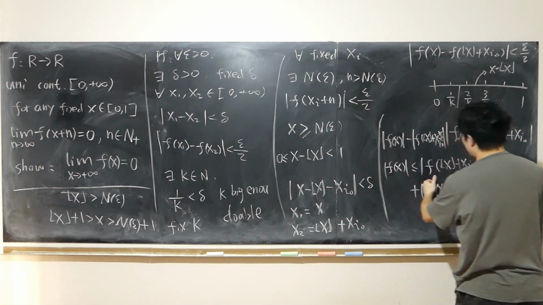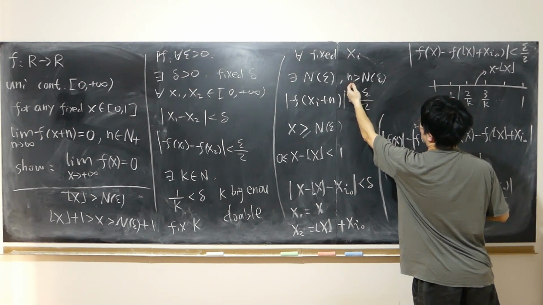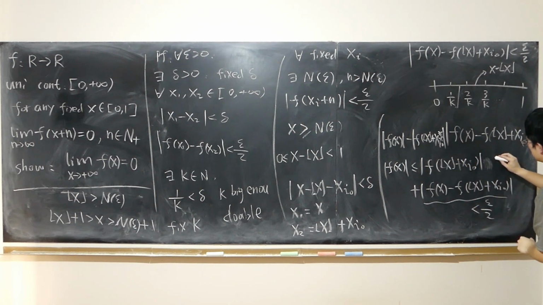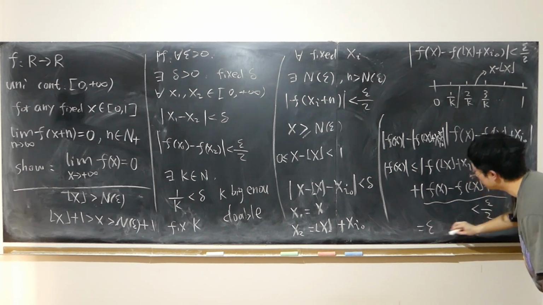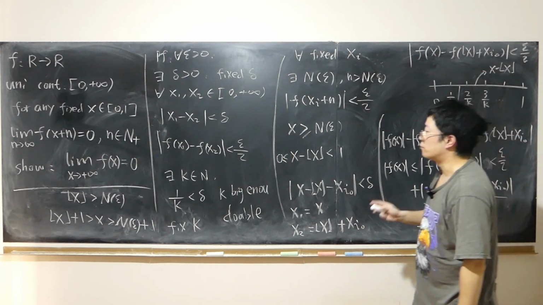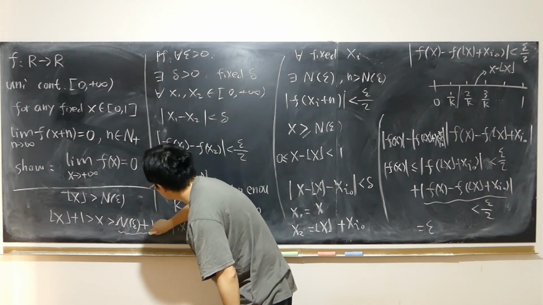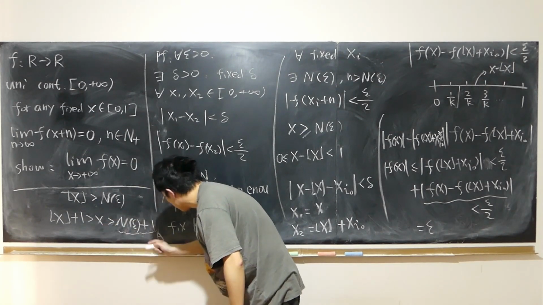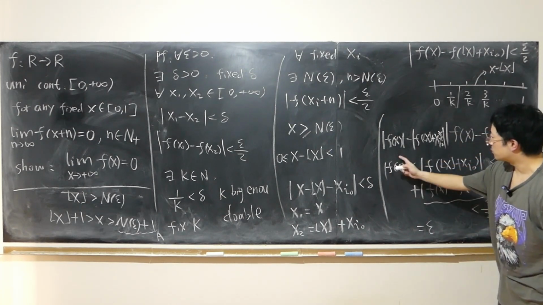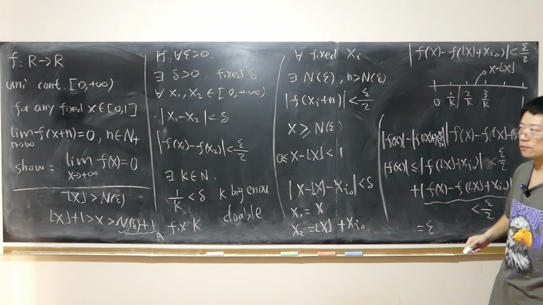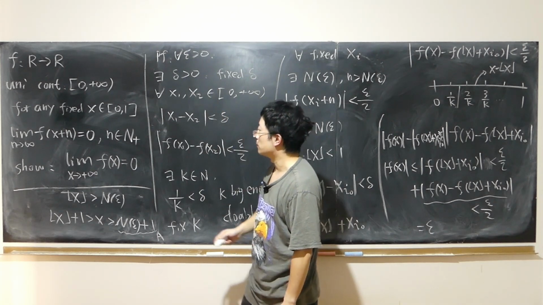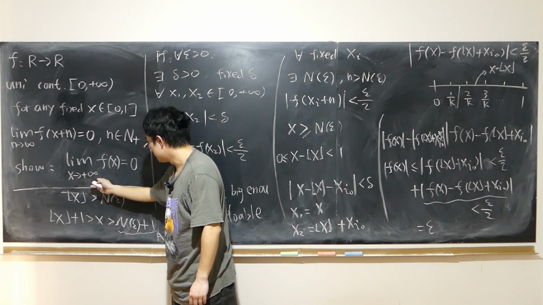So in that case, when this positive integer is big enough, this can be really small enough, smaller than half of epsilon, and altogether smaller than epsilon. Which means I've really found a capital A, that is this number. As long as x is big enough, then the absolute value can be small enough, smaller than epsilon, for epsilon any fixed positive number.